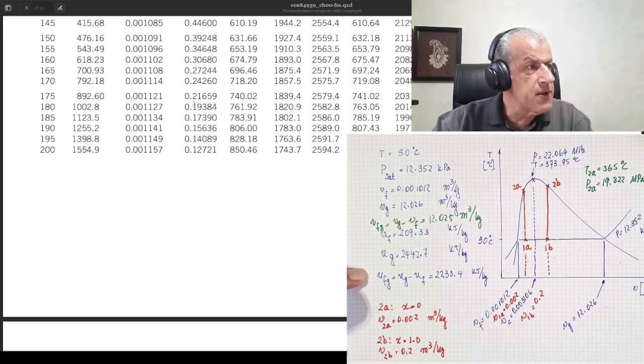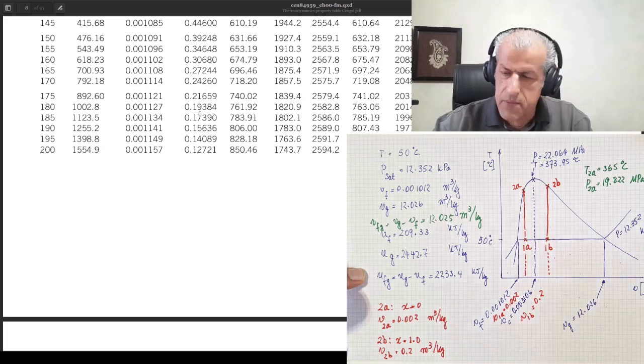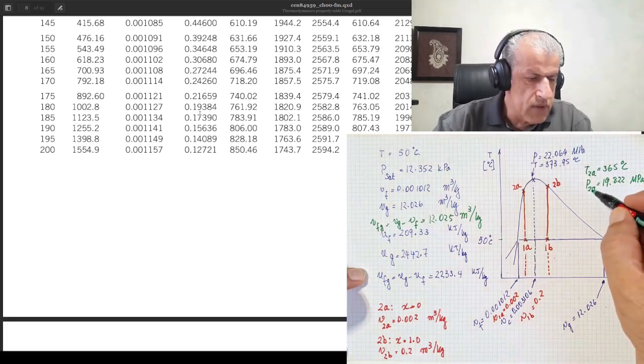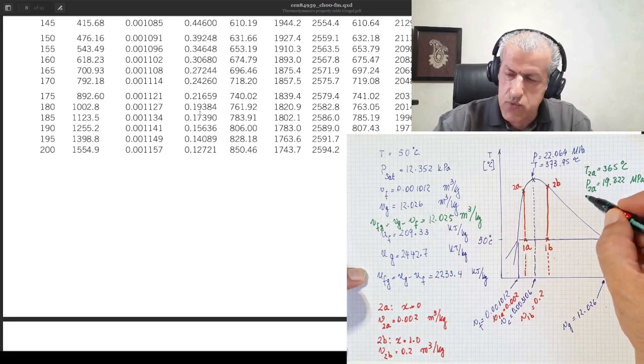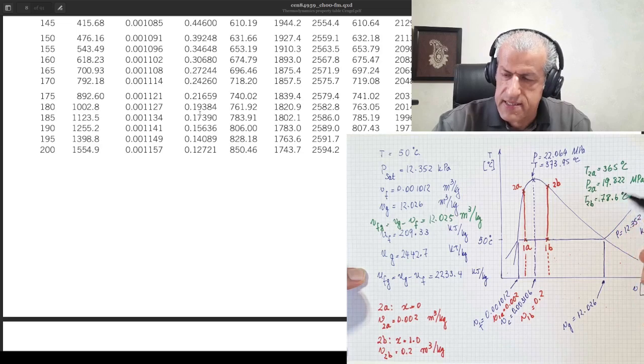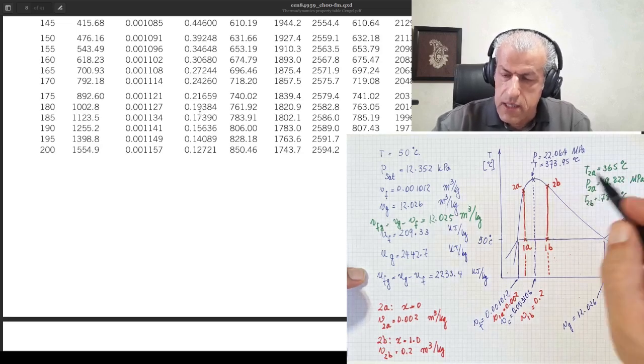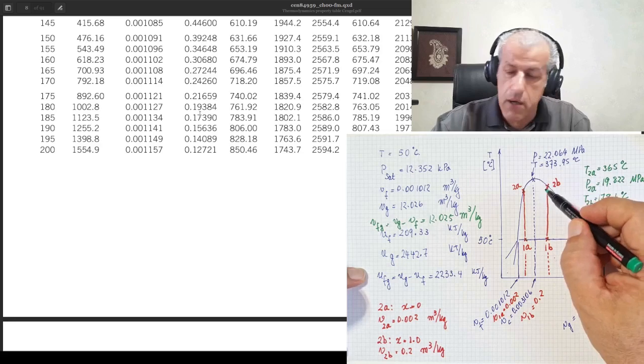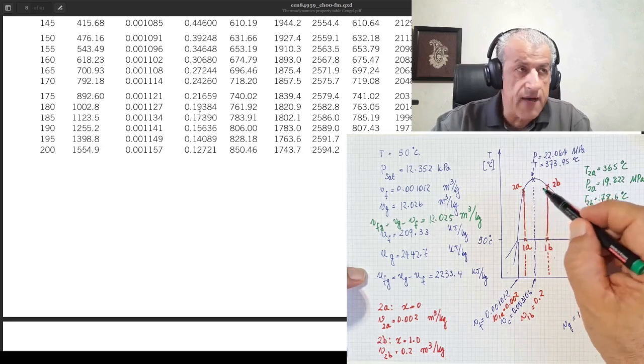This is 0.19384, and this is 0.21659. It's somewhere between these two, and by some interpolation, we would get that T2B equals 178.6 degrees C.